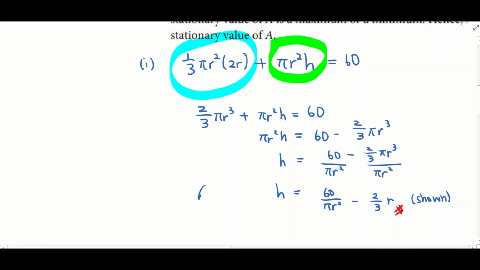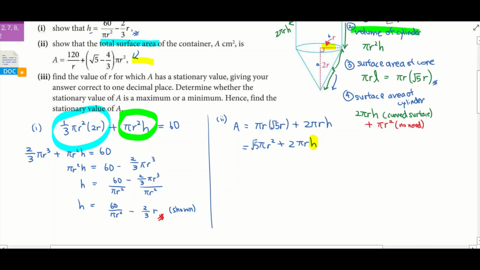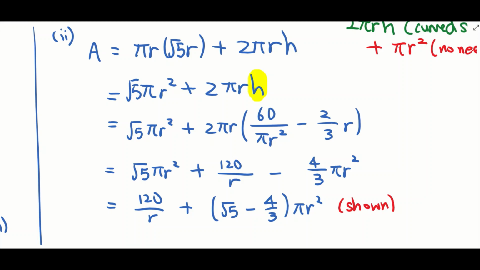Okay, then we can do our part 2. Now part 2, they show surface area. Total surface area is this. Let's just write the equation for surface area first, step by step. I realize that my A has a H, which my final answer that they want to show don't have. So I'm just going to replace the H. My H is already found in part 1. So after replacing H with the answer in part 1, and after some manipulation, you are able to show A is as such.